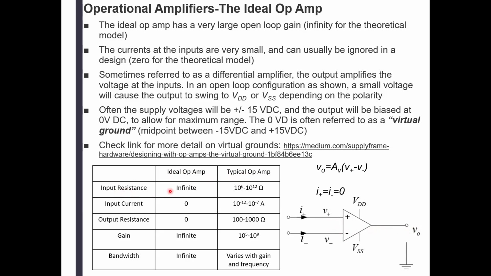So input resistance is going to be infinite. Typically, well, 10 megs to 10, whatever, tera it is, 10 to the 12 ohms. That's a lot of ohms. Okay. Input current, 0.